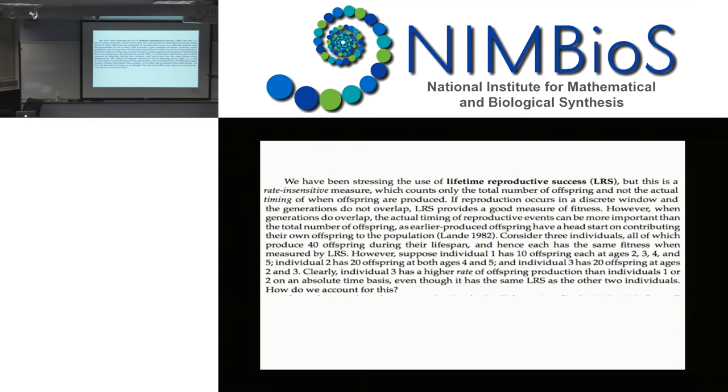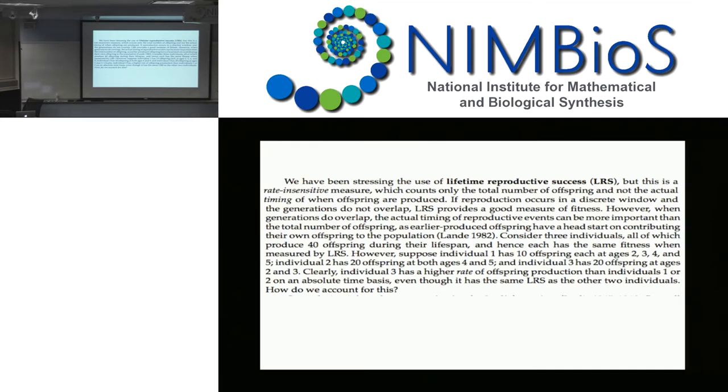Here's another example. Three individuals all produce a total of 40 offspring, so each has the same fitness when measured by lifetime reproductive success. But individual one has 10 offspring at ages 2, 3, 4, and 5. Individual two has 20 offspring at ages 4 and 5. And individual three has 20 offspring at ages 2 and 3. So all three individuals leave 40 offspring, but the timing of when they leave them is different.